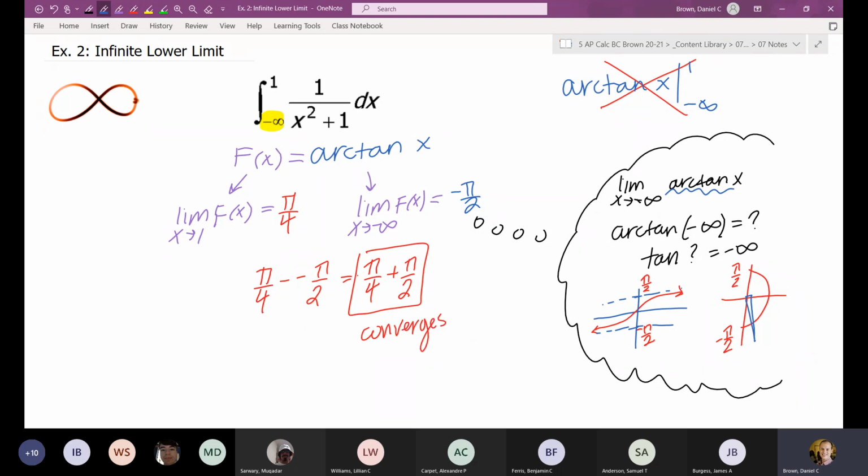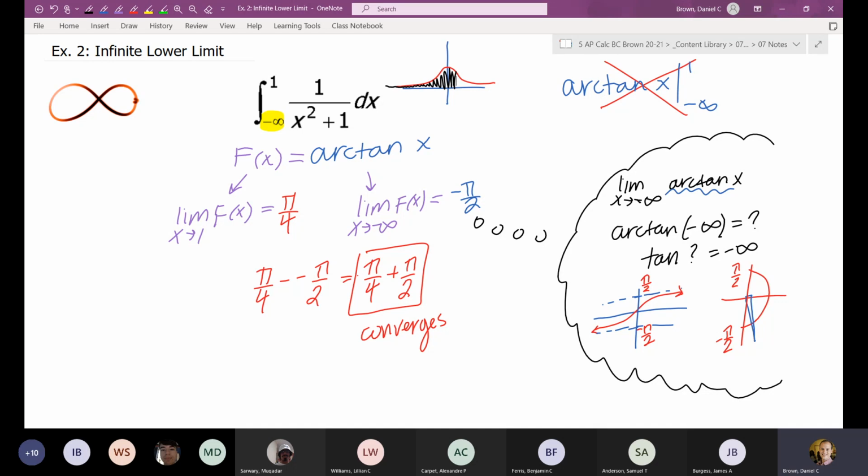And again, visually what's happening, I know this is the equation of a bell curve of sorts, just because I've been doing math for a long time. And literally what we're saying is that the area from 1 all the way back on this bell curve that goes on forever is equal to pi over 4 plus that pi over 2.